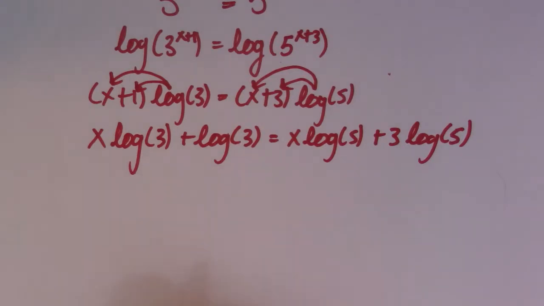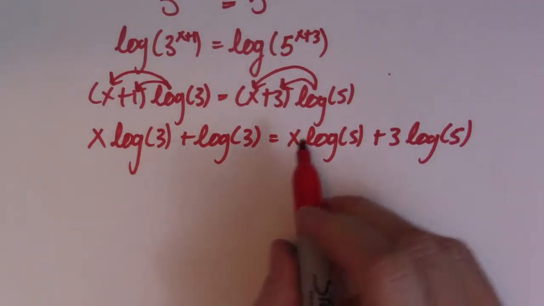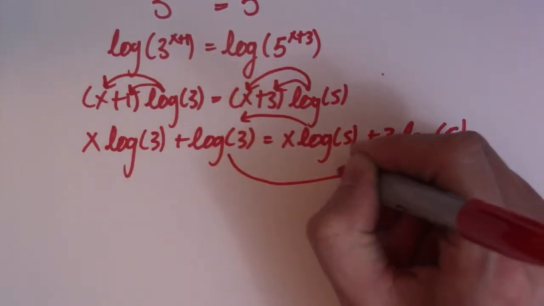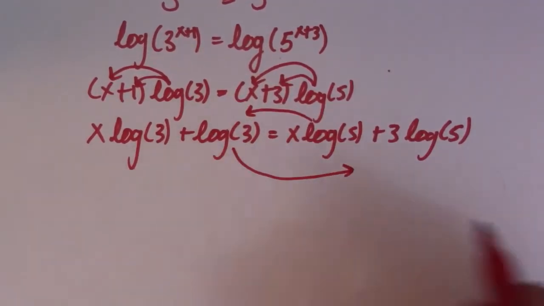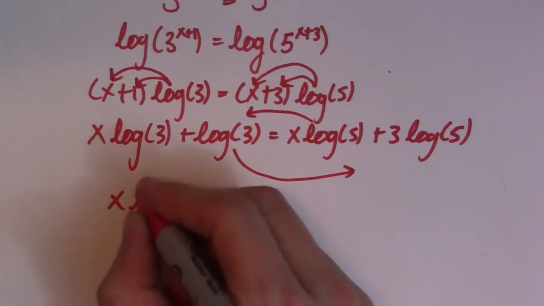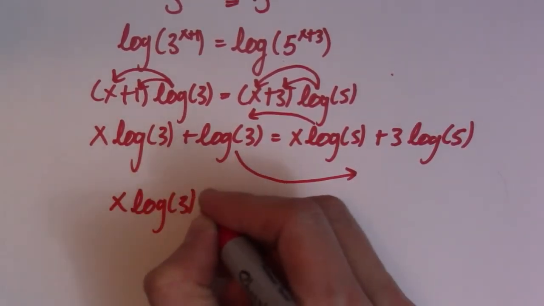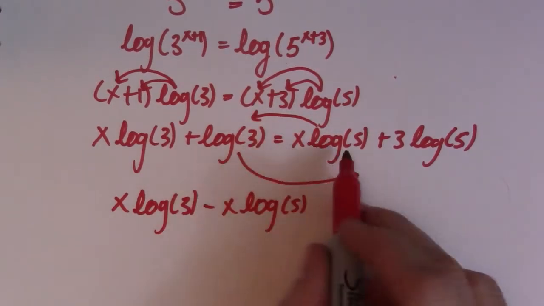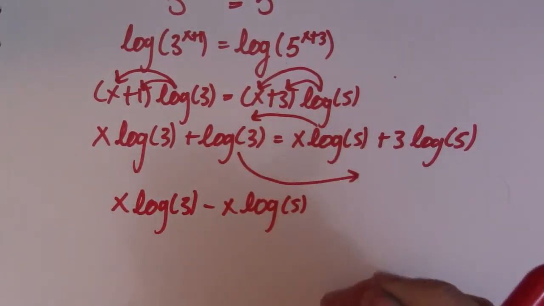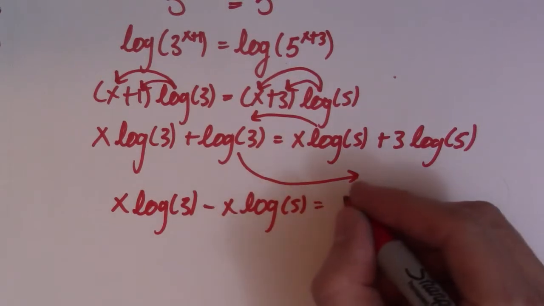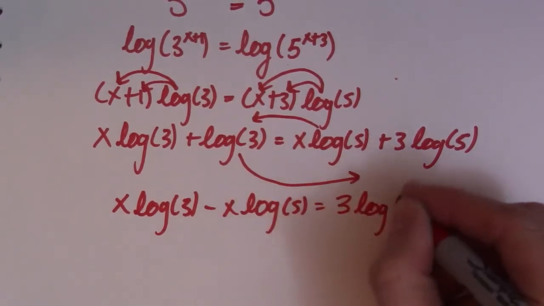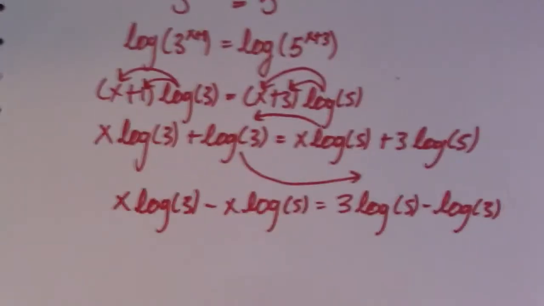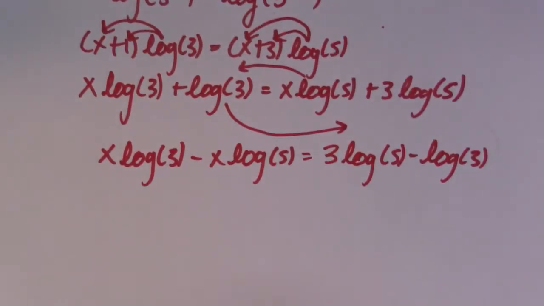And so now all I want to do is get my x's together. So I need to take this over, take that over. So when you take them across, they change sign. So I get x log of 3 minus x log of 5. So I took this over to the other side, just like if I subtracted off x log of 5 from both sides. And that's equal to 3 log of 5 minus log of 3. So now I'm almost done.